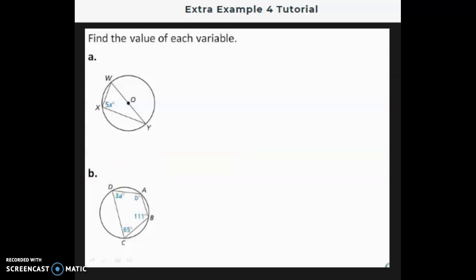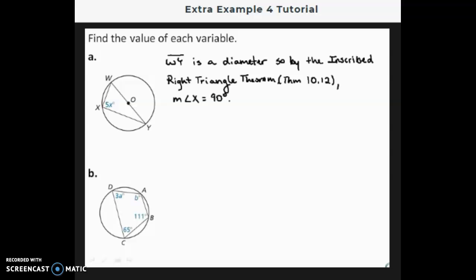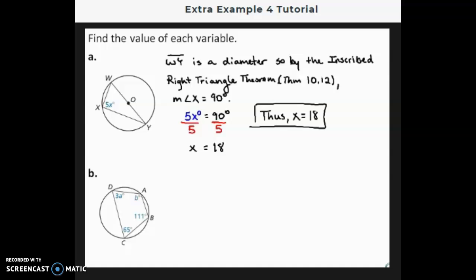Find the value of each variable. Part A. Notice that line segment WY is a diameter. So by the inscribed right triangle theorem, the measure of angle X equals 90 degrees. Substitute in the known value for the measure of angle X, which gives 5x degrees equals 90 degrees. Dividing by 5 on each side gives that x equals 18. Thus, x equals 18.